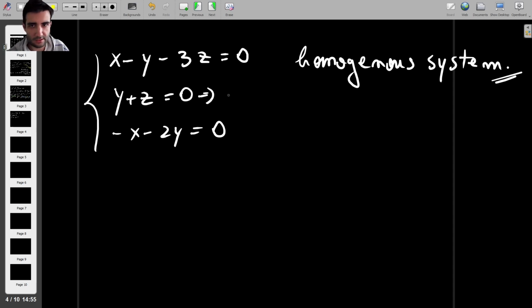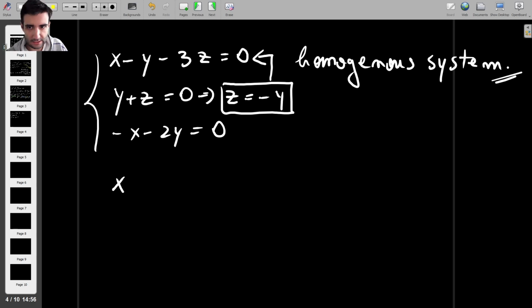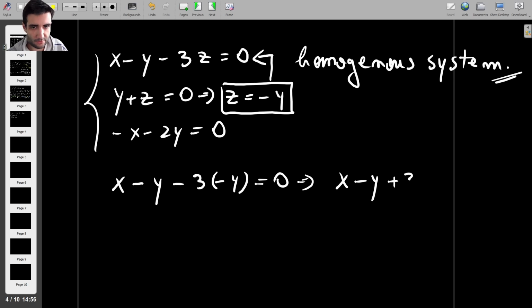So let's start with this and let's write z in terms of y. So z is equal to minus y. Then if I take that and place it in the first equation, what I'll get is x minus y minus 3, and instead of z I'll write minus y again, equals 0. So this gives me x minus y plus 3y is equal to 0. So x plus 2y is equal to 0.